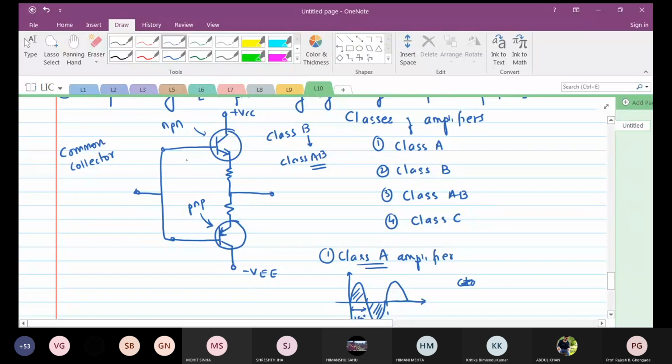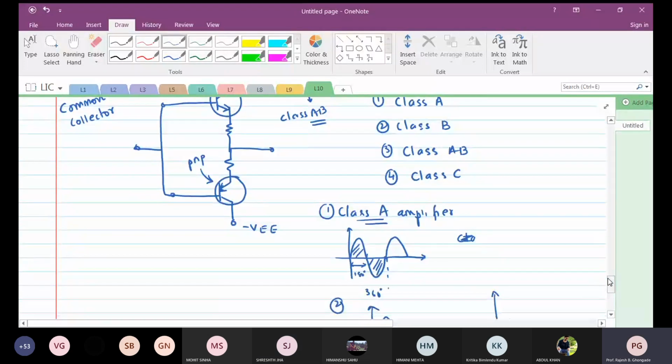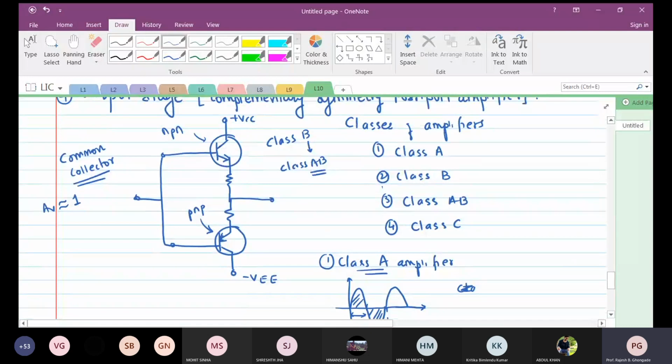Understood? So this is actually the basic of a power amplifier. Necessarily, the output stage is a power amplifier. What does a power amplifier do? Since it is a common collector, there is no voltage gain, so AV is nearly equal to 1. But what I am doing here is going for power amplification. Current gain is going to be high.